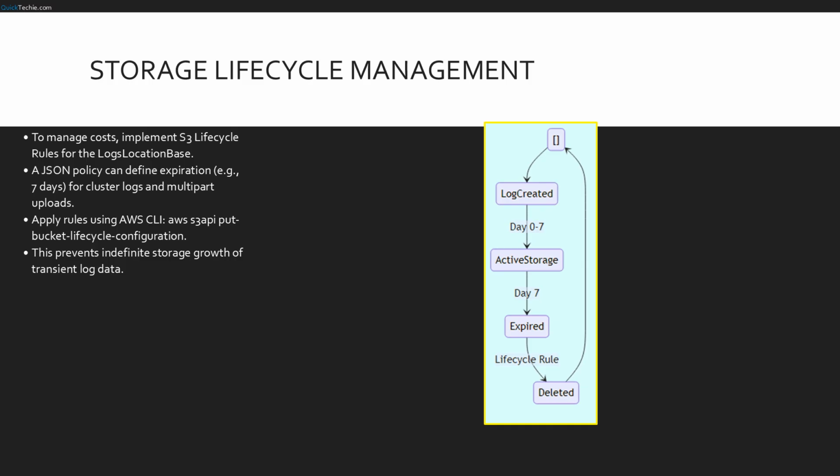The lifecycle state diagram shows the path of a log file. From the moment the log is created, it enters active storage. It remains there for the duration you define, for example, 7 days. On day 7, the lifecycle rule triggers, moving the object to expired status and subsequently deleting it, ensuring your storage footprint remains optimized.